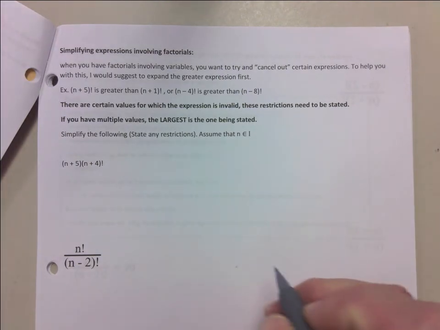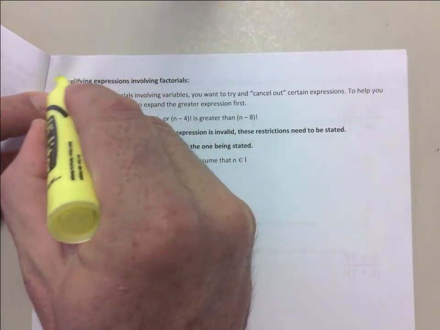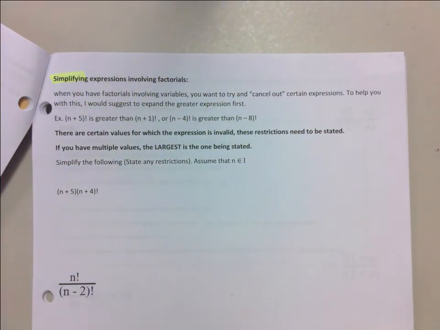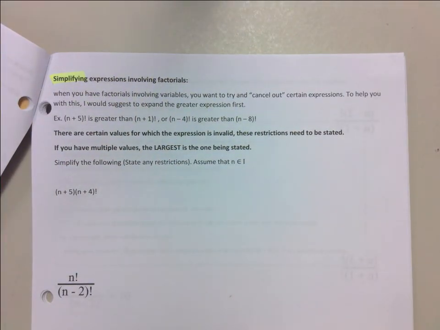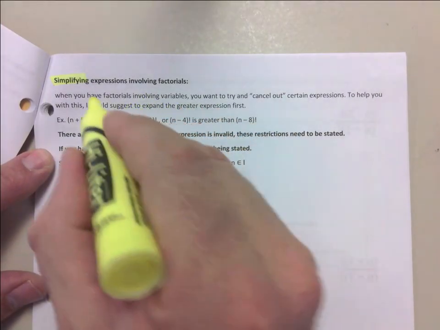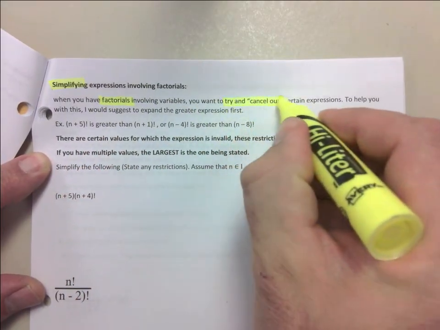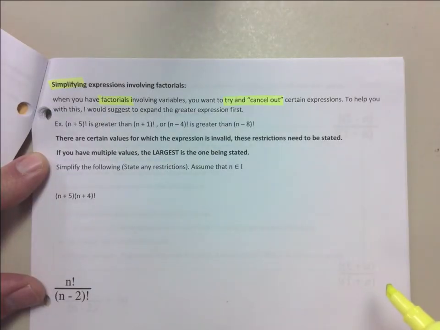So when you have, sometimes we need to simplify expressions, but then we're going to soon transition over to solving equations. Okay. What you want to do is, if there are factorials, you want to try to cancel out the factorials. That's your ultimate goal.